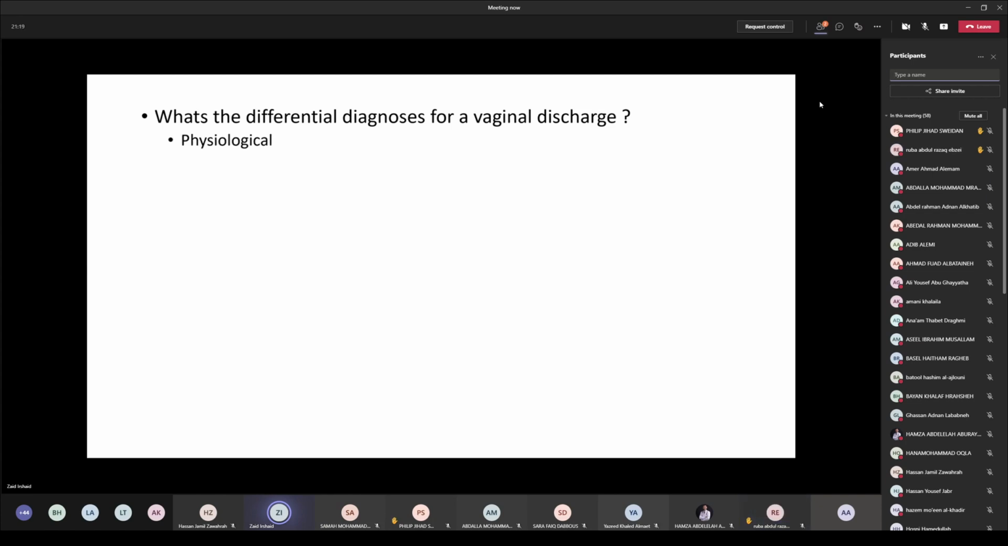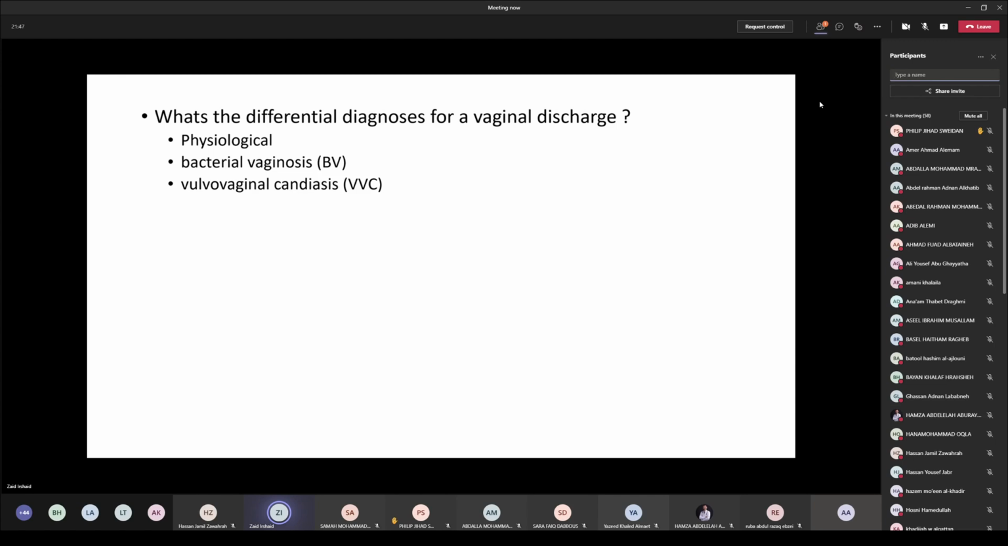So our differential diagnosis, most commonly and very commonly and usually unnecessarily treated, it could be physiological discharge. Physiological discharge is non-pathological. It's usually not that bothersome. It usually increases with pregnancy or just before menstruation, and it's always not foul and very thin. And it's not associated with other symptoms. It could be bacterial vaginosis. It could be vulvovaginal candidiasis. These are the second two more common causes.